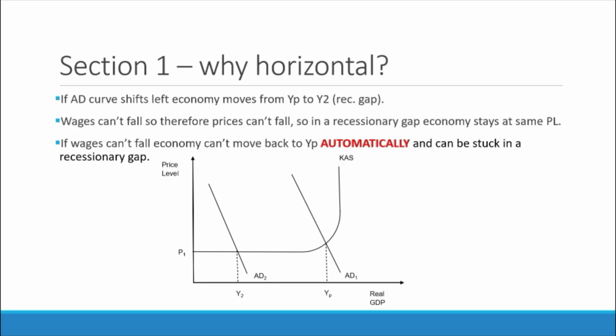Remember that in the new classical model, falling wages cause the short-run aggregate supply curve to shift right, automatically moving the economy back to YP. In the Keynesian model, wages don't fall, so this can't happen. The economy therefore stays stuck in a recessionary gap unless there's government intervention.